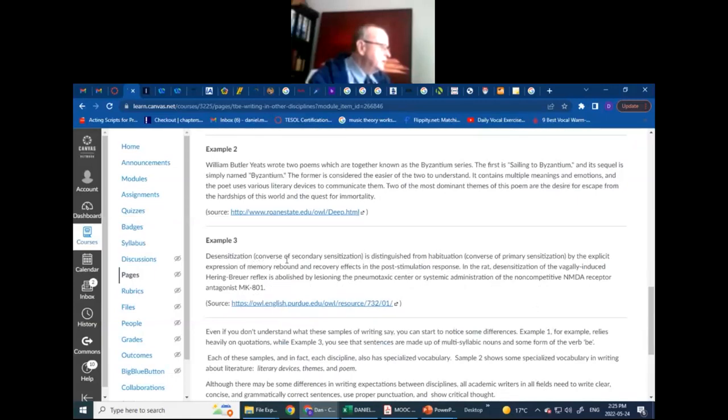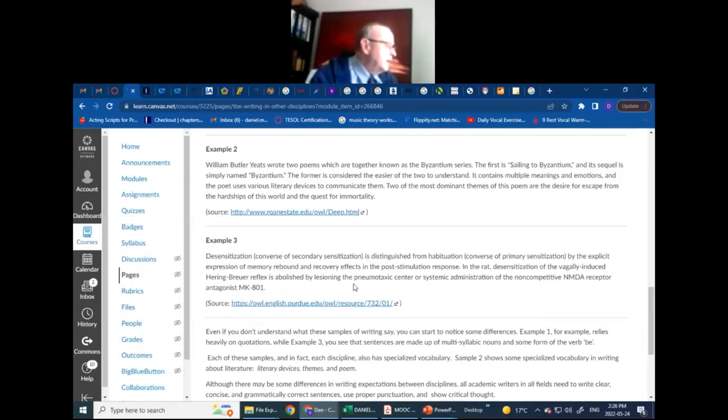Desensitization, which is the converse of secondary sensitization, is distinguished from habituation, the converse of primary sensitization, by the explicit expression of memory rebound and recovery effects in the post-stimulation response. In the rat, desensitization of the vagally induced Herring-Brewer reflex is abolished by lesioning the pneumataxic center or systemic administration of the non-competitive NMDA receptor antagonist MK-801.